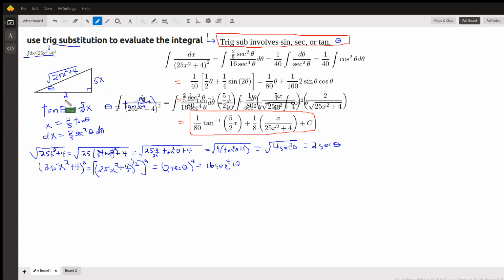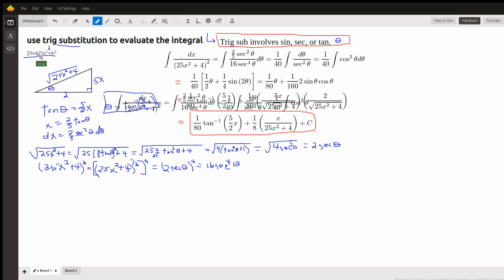5x over 2 is the tangent of theta, and the hypotenuse would be the square root of 25x squared plus 4. So everything in blue is what you need to do to complete the trig substitution. So the tangent of theta equals 5/2 x. That means theta is equal to the inverse tangent of 5/2 x. We might not have to use that, but write it down anyway. Solve for x, and we get x equals 2/5 tangent theta. So dx is 2/5 secant squared theta d theta.